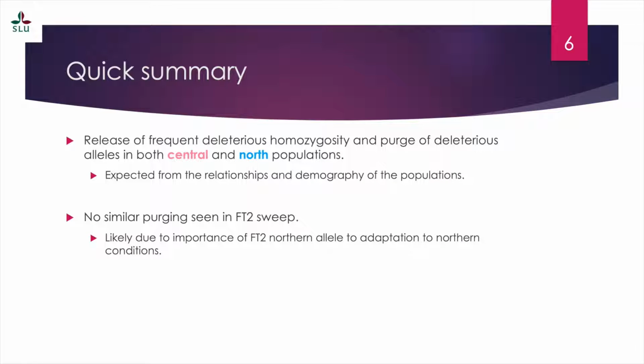So, just to summarize, there seems to be release of frequent deleterious homozygosity and purge of deleterious alleles in both central and north populations, which is kind of to be expected from the relationships and demography of the populations. However, we do not see similar purging in the FT2 sweep, which is likely due to the importance of the FT2 northern allele to adaptation to northern conditions.